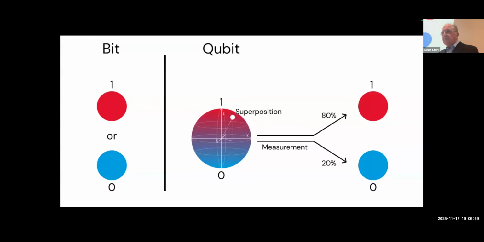Just to remind you what Jonathan has already told us about, the bit being 0 or 1, but the qubit being something between 0 and 1 with some kind of probability until you measure it. In this case, the 80% and 20% means it's much more likely to be a 1 than a 0 when you measure it, but it might be a 0. So this is a whole different logic, which is interesting to explore as an artist.